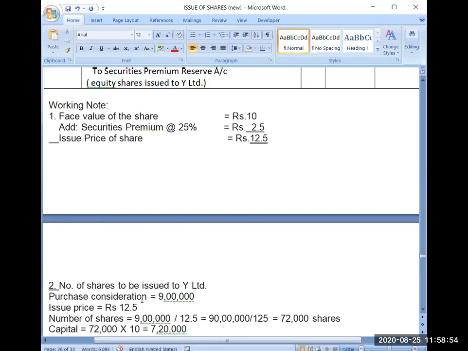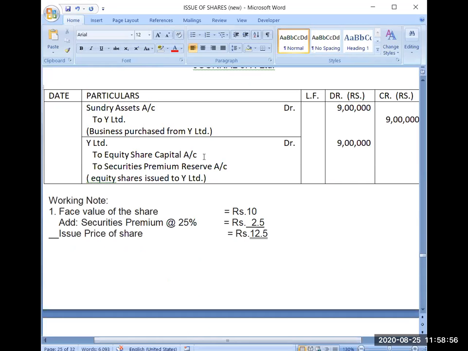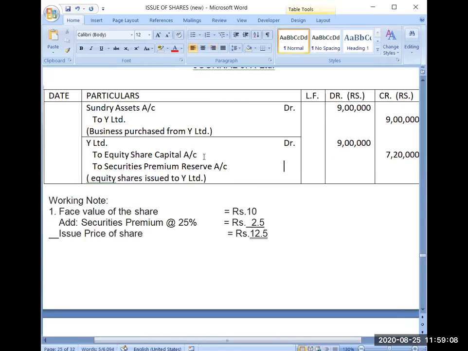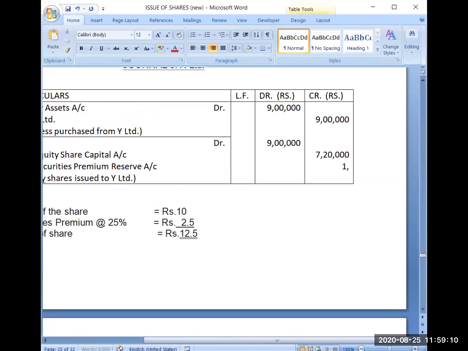Now I can write the amounts here. I hope the working note is clear to each and every one of you. Capital amount is 7,20,000 and then the premium amount is 1,80,000. So now you can see our debit credit is equal.